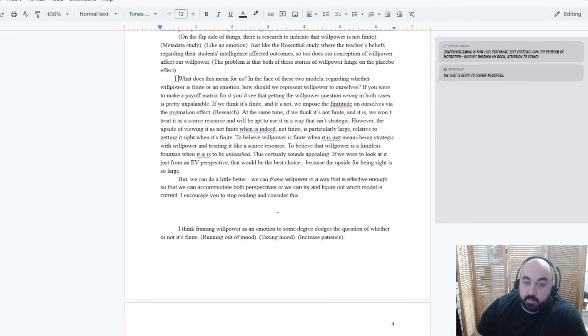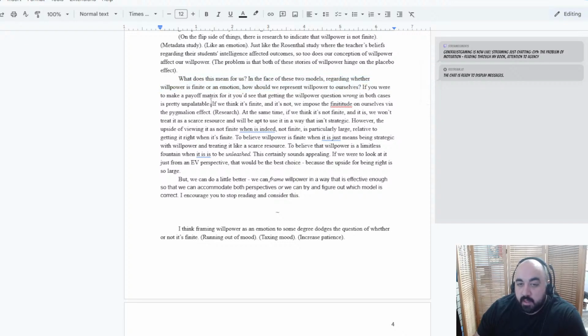Well, what does this mean for us? In the face of two models regarding whether willpower is finite or an emotion, how should we represent willpower to ourselves? If you were to make a payoff matrix for it, you'd see that getting the willpower question wrong in both cases is pretty unpalatable.